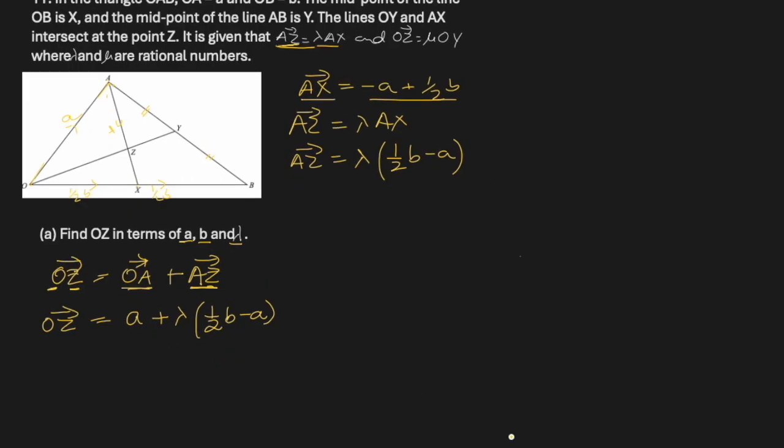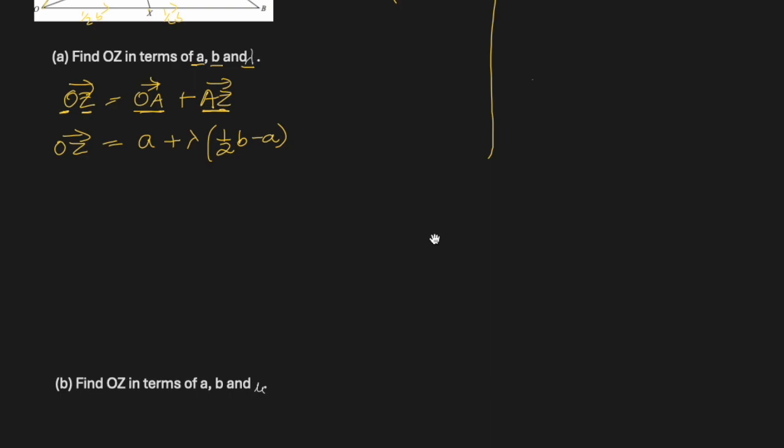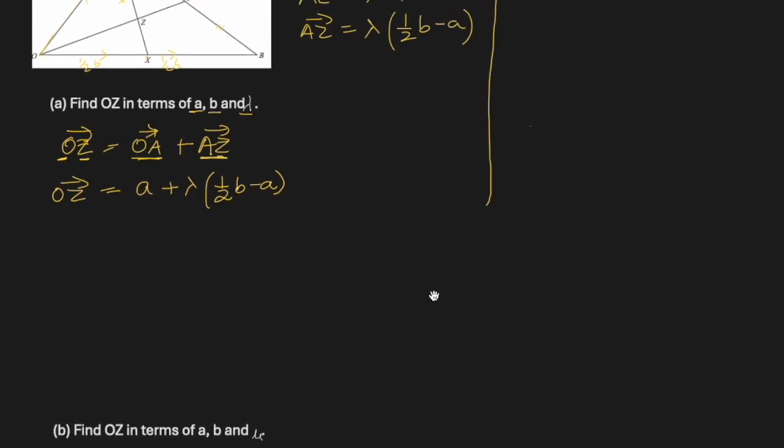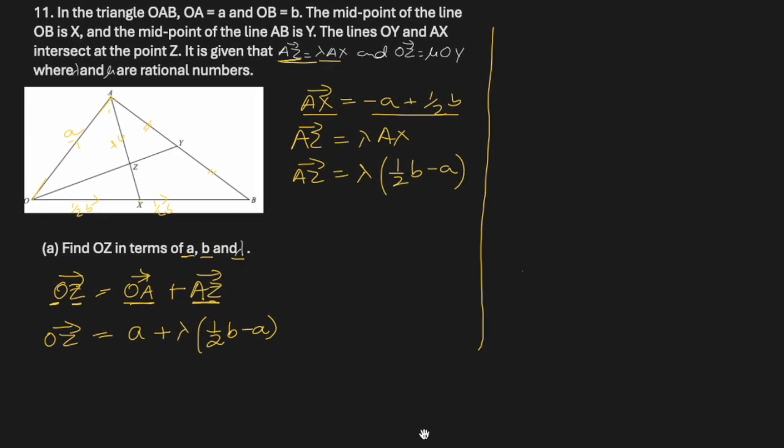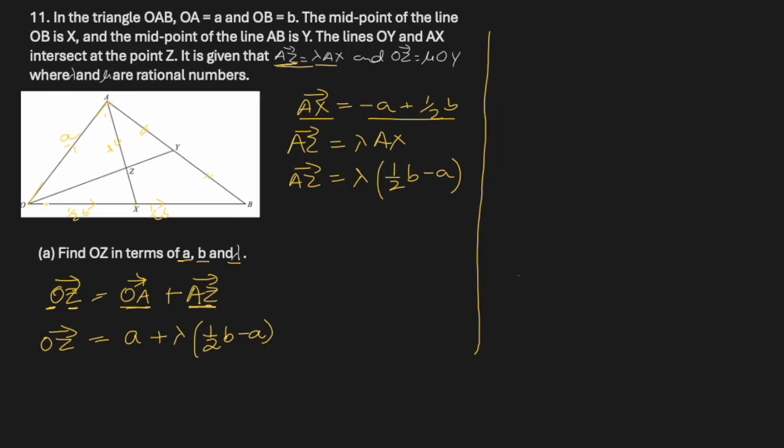Now let's use the other space for part B. B says find OZ in terms of A, B and mu. Same thing. Okay, OZ in terms of A, B and mu. So mu is in the same direction, right? But we need OY in terms of A and B. OY. Starting from O. So how can I go to A and B?